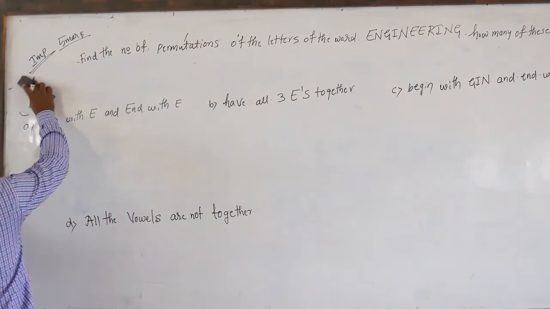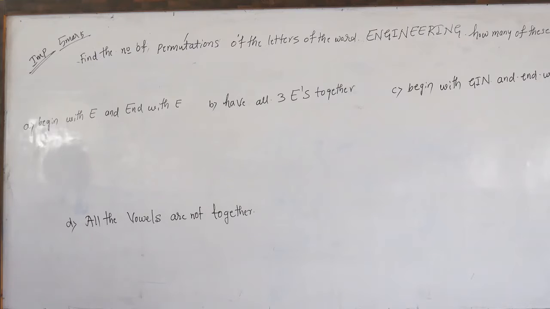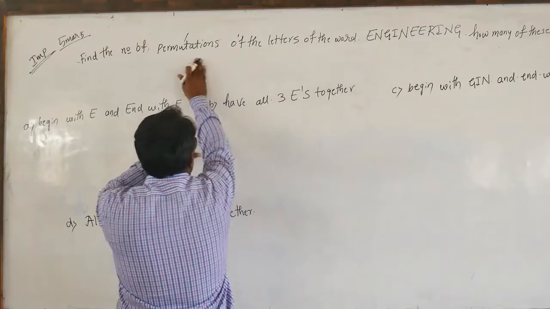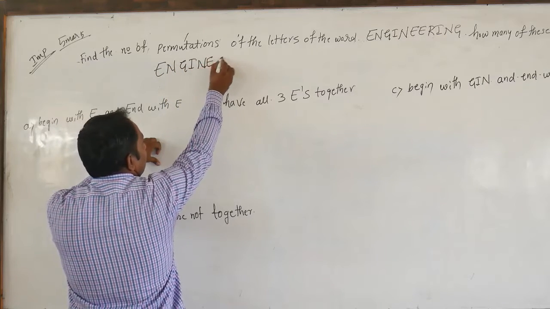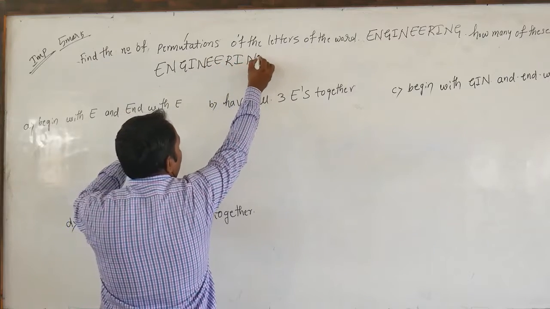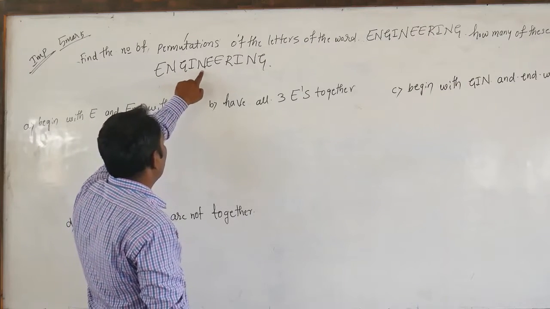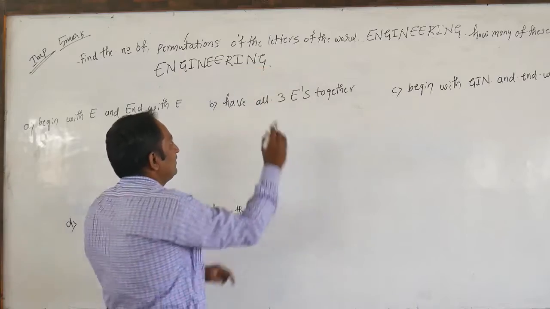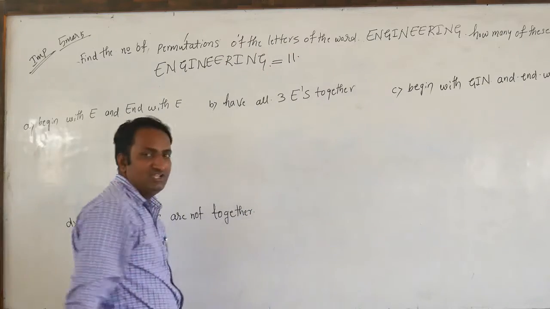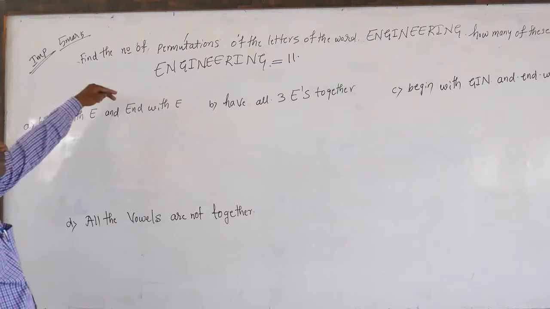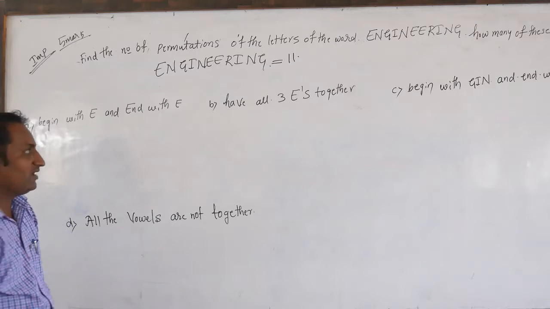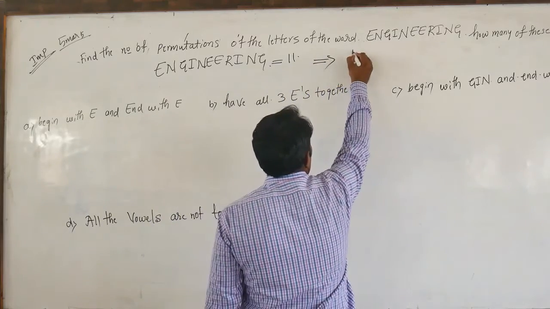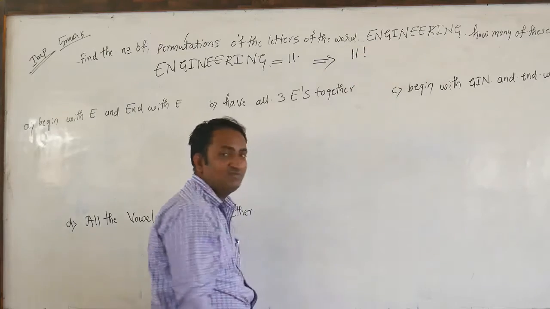On the basis of this concept, find the permutation of the letters of the word engineering. Consider the word engineering, containing 1, 2, 3, 4, 5, 6, 7, 8, 9, 10, 11. 11 letters are there in the word. Engineering contains 11 letters, so we can arrange them in 11 factorial ways.